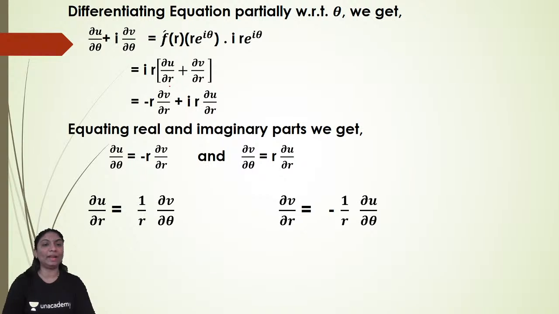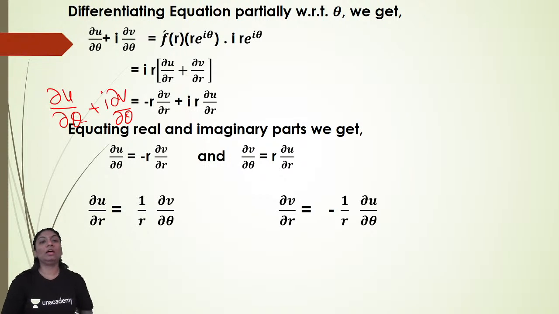Which is equal to i r into (∂u/∂r plus i ∂v/∂r), which is equal to minus r ∂v/∂r plus i r ∂u/∂r. Now equating the real and imaginary parts, we get ∂u/∂θ plus i ∂v/∂θ, where ∂u/∂θ is equal to minus r ∂v/∂r, and ∂v/∂θ is equal to r ∂u/∂r.